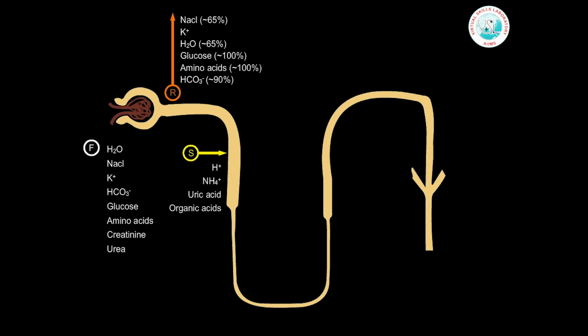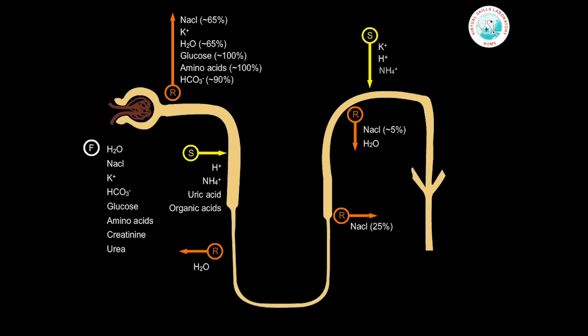In the descending limb of loop of Henle, most of the water is reabsorbed, whereas the ascending limb is involved in reabsorption of sodium chloride. In the distal convoluted tubule, 5% of the sodium chloride along with water is reabsorbed, and potassium ions, hydrogen ions, some ammonium ions, and organic acids are secreted. In the collecting ducts, 5% of sodium chloride along with water is reabsorbed, as is some urea, and potassium and hydrogen ions are secreted.